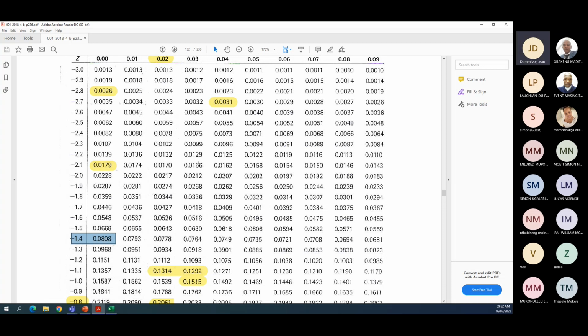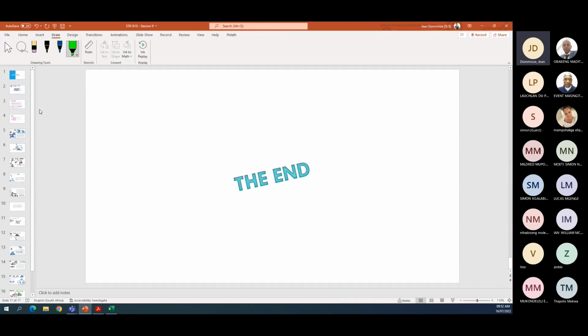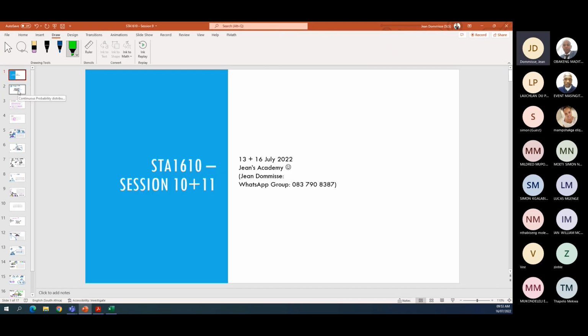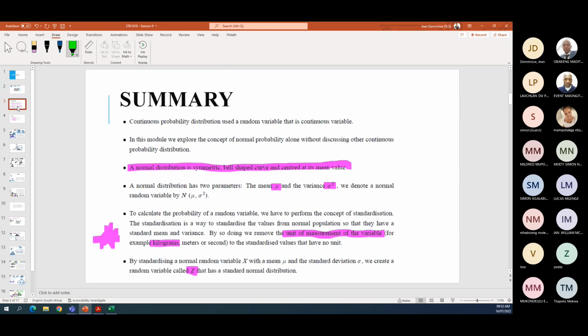Okay, so questions on study unit 6. Let's just go back to this one. So study unit 6 for me, as you now would have seen, very important, the definitions around it. Then the most important, nearly, is to calculate the Z and to get the probability when you have that Z.